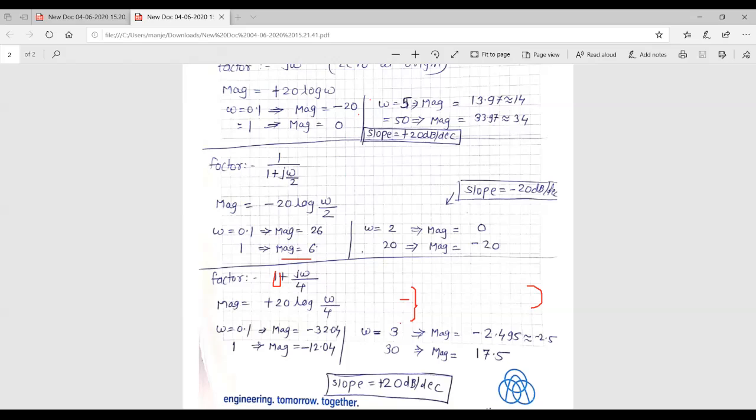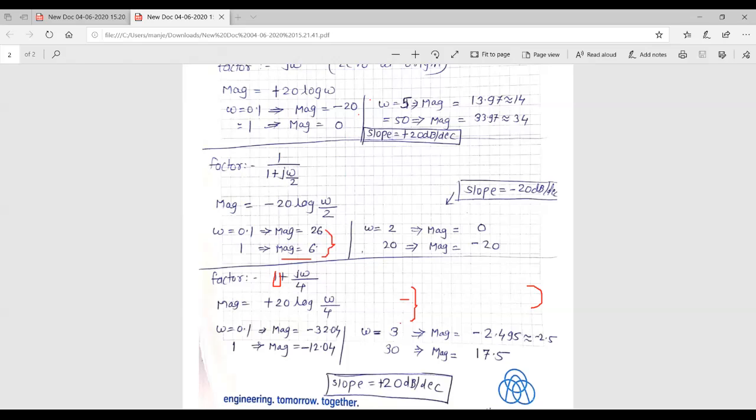Okay. So now another factor we have considered. Factor is 1 upon 1 plus j omega by 2. Magnitude would be minus, as this is in the denominator, minus 20 log of omega by 2. Now consider a decade equal to 0.1, magnitude is 26, omega equal to 1, magnitude is 6. Now 2 and 20, magnitudes are 0 and minus 20. Now the change in the magnitude is minus 20. So slope is minus 20 dB per decade.